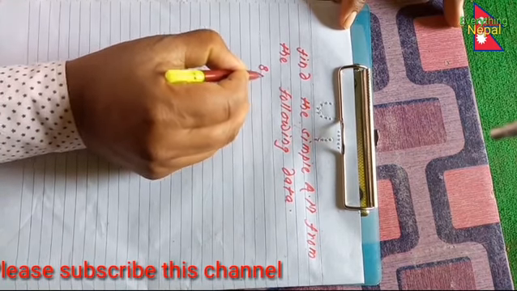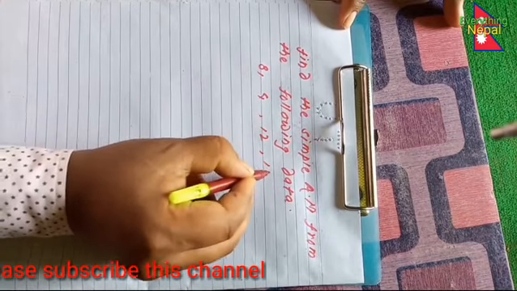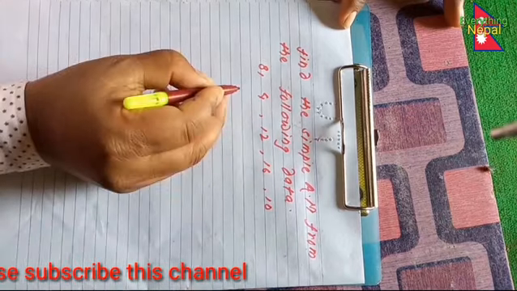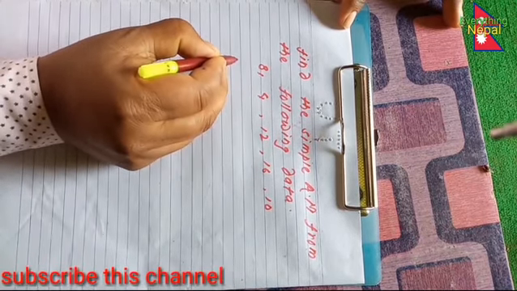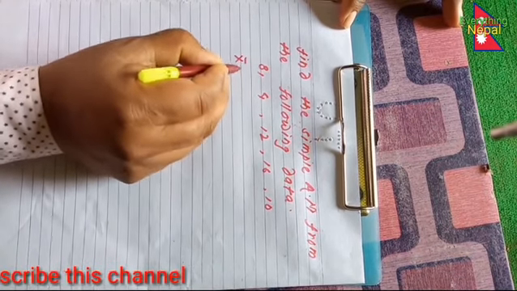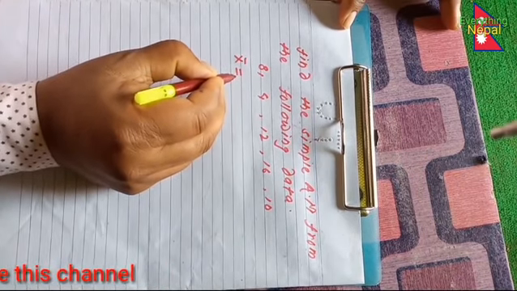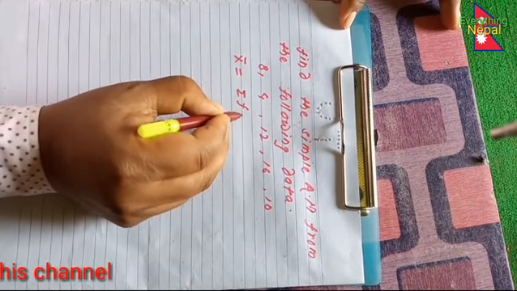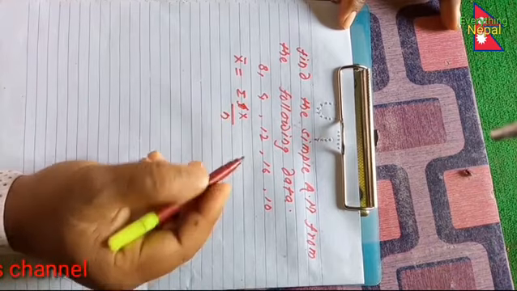That is 8, 4, 12, 16 and 10. So by applying the direct method, we can get the simple arithmetic mean as x bar is equal to, as we know, the formula x bar is equal to summation x divided by a small n.